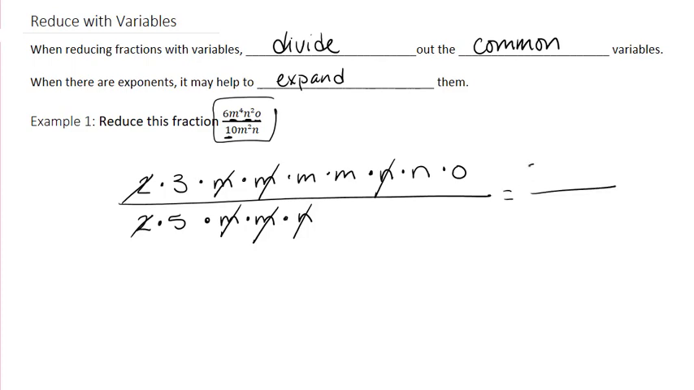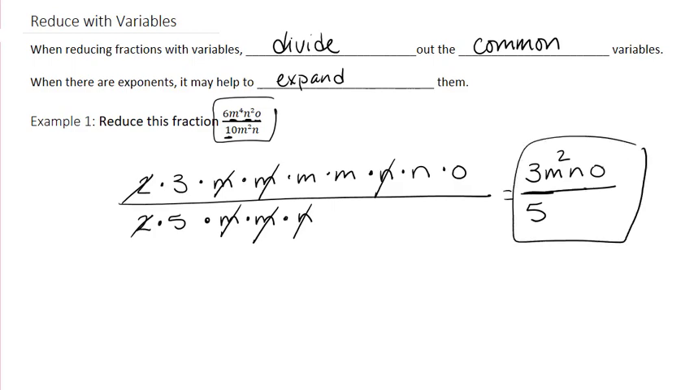So we have a 3, and then we have m, and we have 2 of them, so we'll write m squared. Then we have an n, and then we have an o. Then on the bottom we have a 5, and that's it. And that would be our reduced fraction. So let's go ahead and look at one more example.